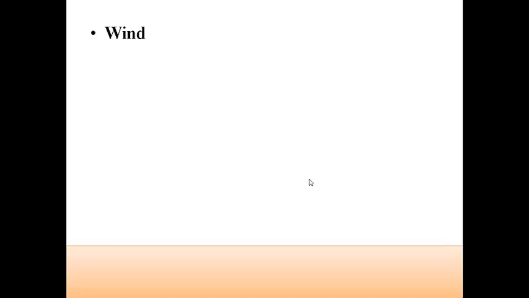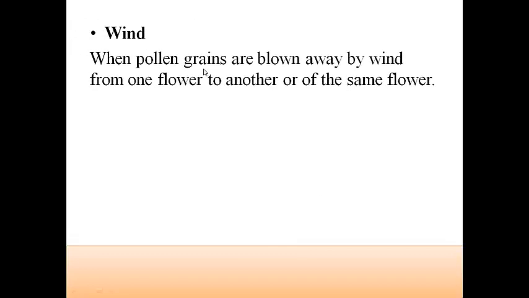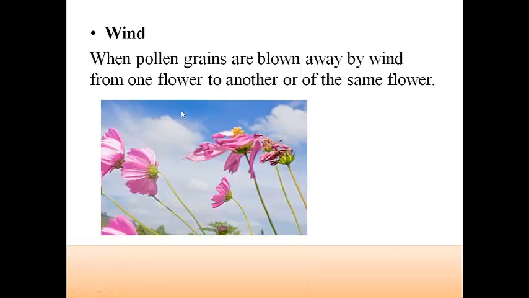First one is the wind. When pollen grains are blown away by wind from one flower to another or of the same flower, let us look at the image to see how wind helps in transferring pollen grain. This is how wind helps in transferring pollen grain. When wind blows, the pollen grain contained in the anther of the flower is blown away by the wind and spread out to other flowers, and then pollination takes place. This is how wind helps in transferring pollen grain.